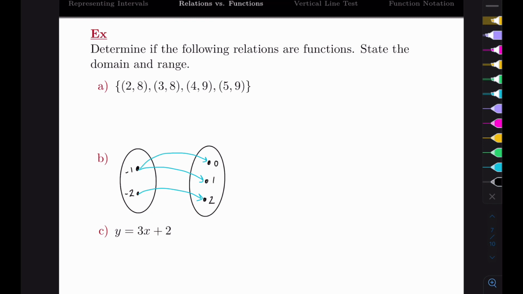So if I look at this first one, my x value 2 pairs with 8. My x value 3 pairs with 8. My x value 4 pairs with 9. My x value 5 pairs with y value 9. So because of this, I'm really concerned about the inputs. I want to make sure the input does not have multiple outputs. And this one's perfectly fine. I have completely unique inputs. So this is a function.